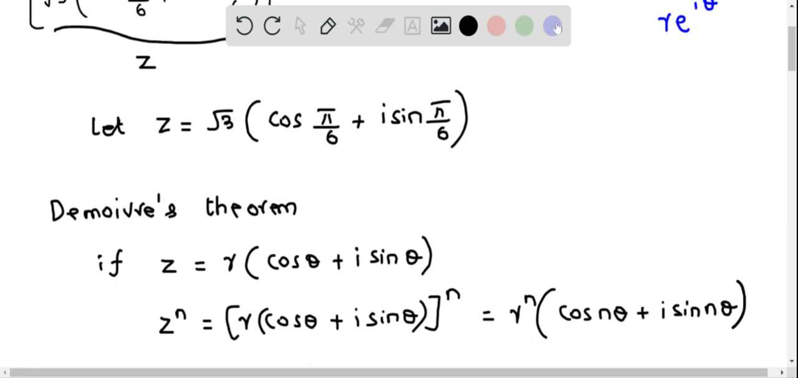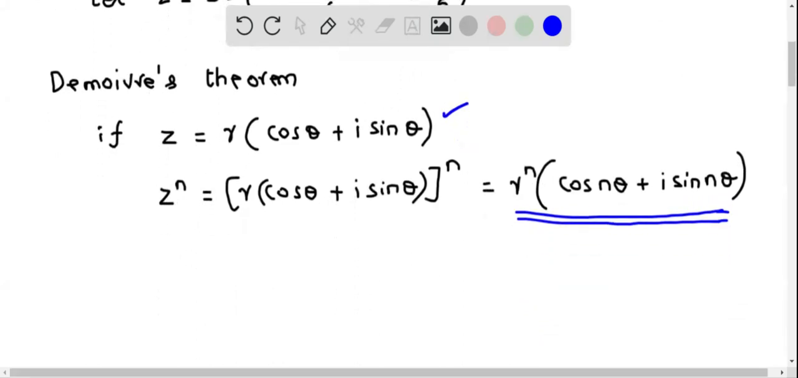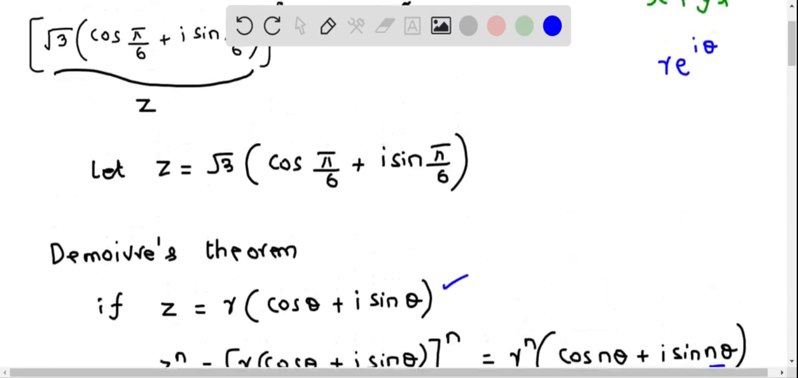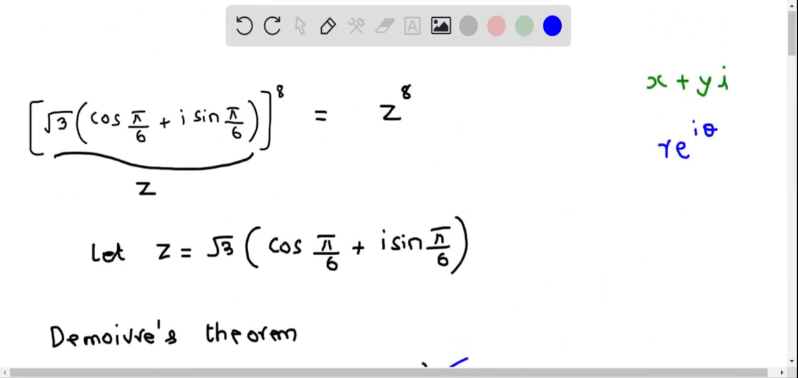So this expression is basically the expansion of de Moivre's theorem, which says that if z equals r times cosine theta plus i sine theta is a complex number, then z to the power n equals r to the power n times cosine n theta plus i sine n theta. So using this, we are going to find z to the power 8.